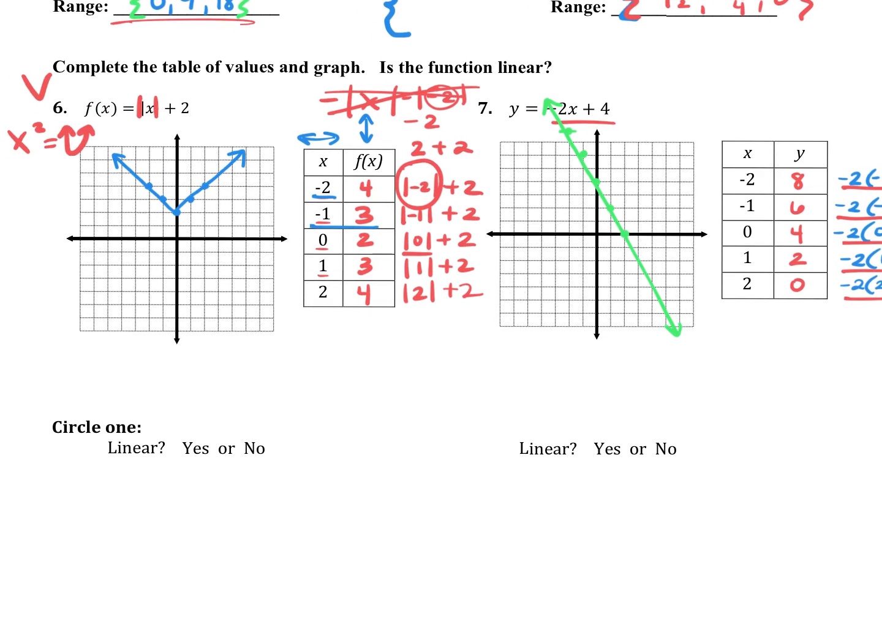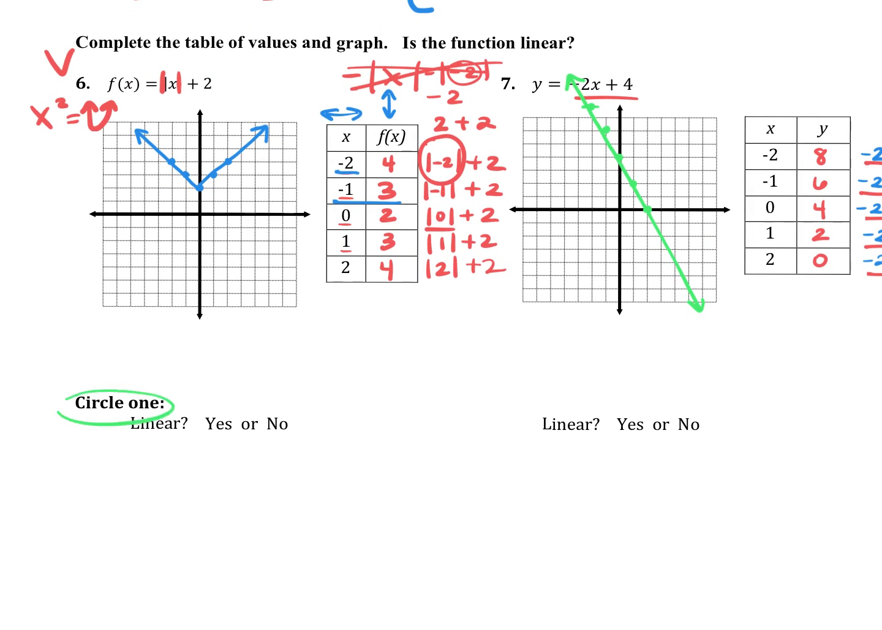Okay, so now look down below here. It says, circle one of these. Is that blue graph, number 6, linear? No, that's not a straight line. It has straight lines, but it is not one straight line. Is number 7 linear? Yes, that is a straight line. So if it has absolute value, it's never linear? Yeah, absolute value cannot be linear. X squared will not be linear. Anything without an x squared or without absolute value in what we're doing will be linear.